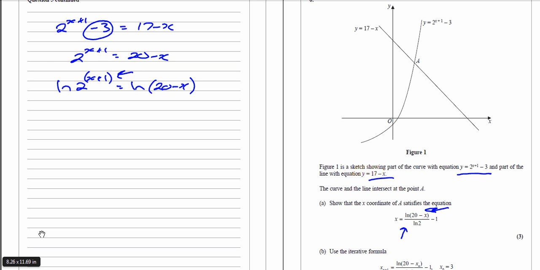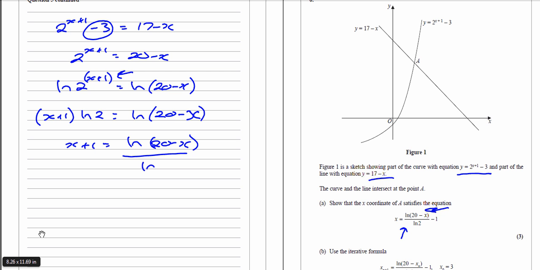So if we bring this down, that's going to be x plus 1 log 2. So again, all we've done is bring the power down using that log law, which we learnt in C2, equals log of 20 minus x. Now if we divide both sides by log 2, we're going to have x plus 1 equals log of 20 minus x divided by log 2. And then we've got this plus 1 on the end, so x equals log of 20 minus x over log 2, and then minus 1. And that's that first bit there.